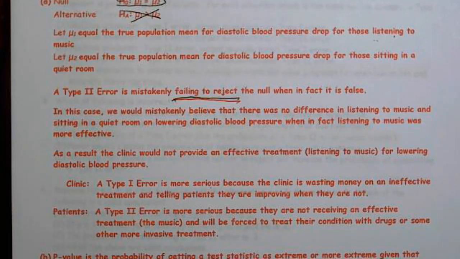A Type 2 error from the patient standpoint is more serious because they're not receiving an effective treatment and will be forced to treat their condition with drugs or some other more invasive treatment. Now, you might say, well, the patient could die. Why would they die? Well, with Type 1 you're giving an ineffective treatment and telling them they're getting better when they're not, or their condition could worsen. But you have to back it up. For Type 1, you're giving an ineffective treatment and saying it's working when it's not. For Type 2, the problem is you're withholding an effective treatment. So you need to point out some reason why one or the other is worse or better.